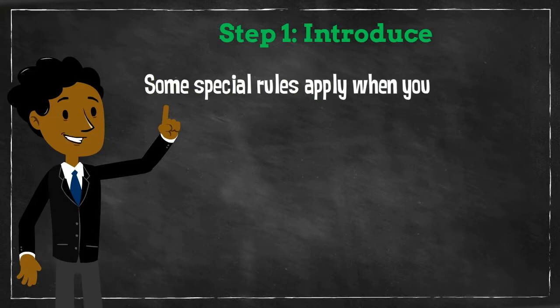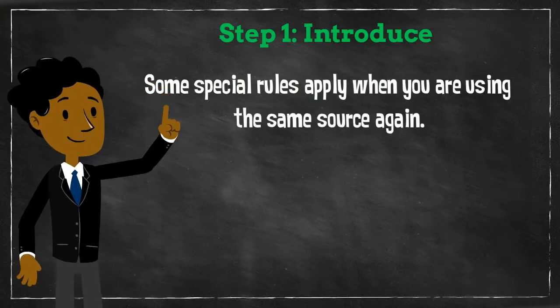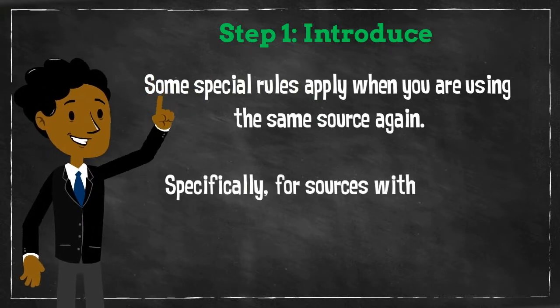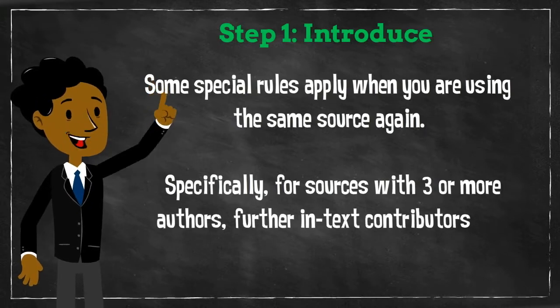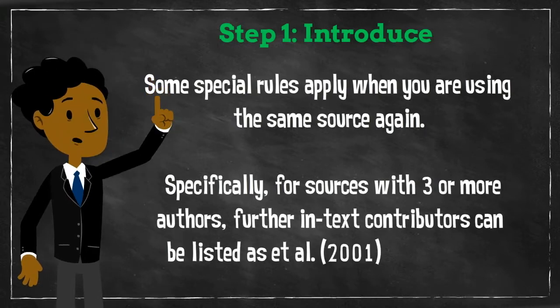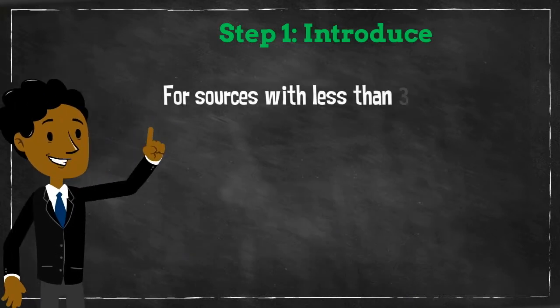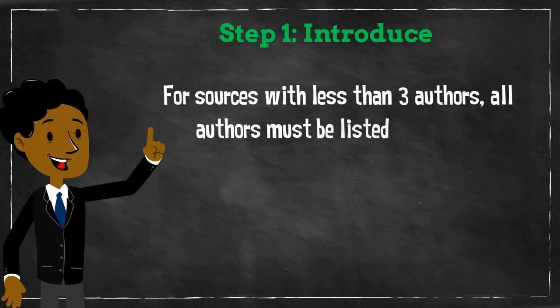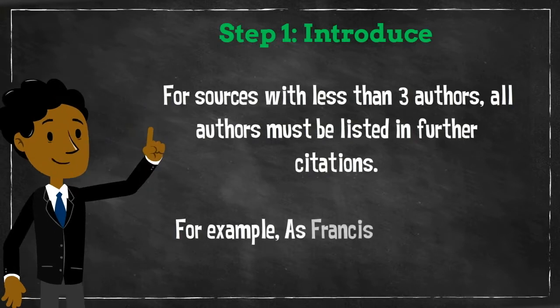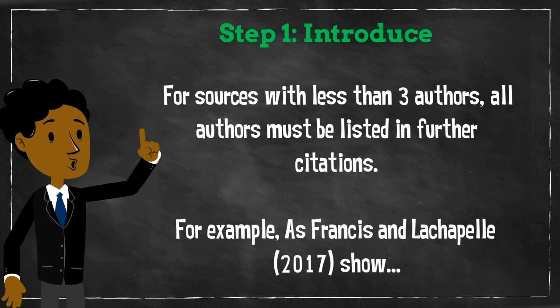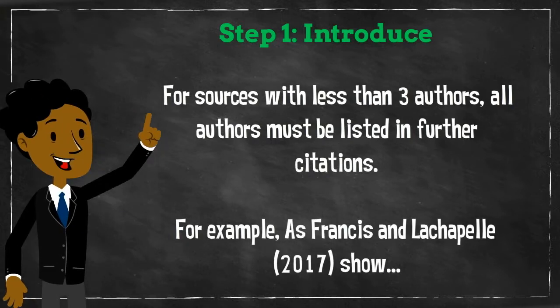Some special rules apply when you are using the same source again. Specifically, for sources with 3 or more authors, further in-text contributors can be listed as et al. 2001 or Jones and colleagues 2001. For sources with less than 3 authors, all authors must be listed in further citations. For example, as Francis and LaChapelle 2017 show.